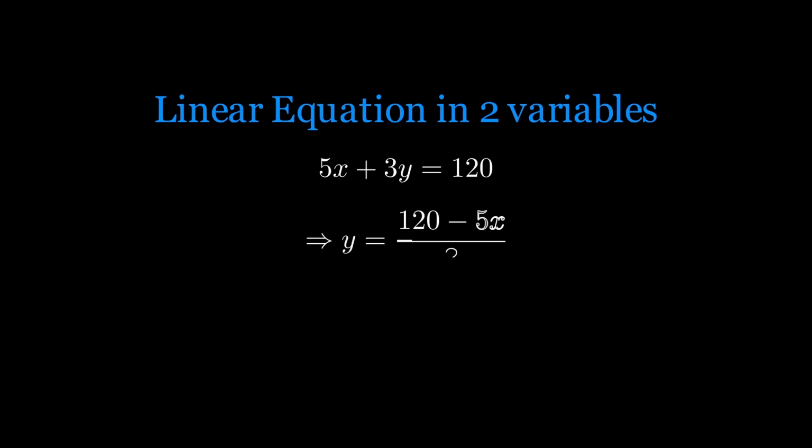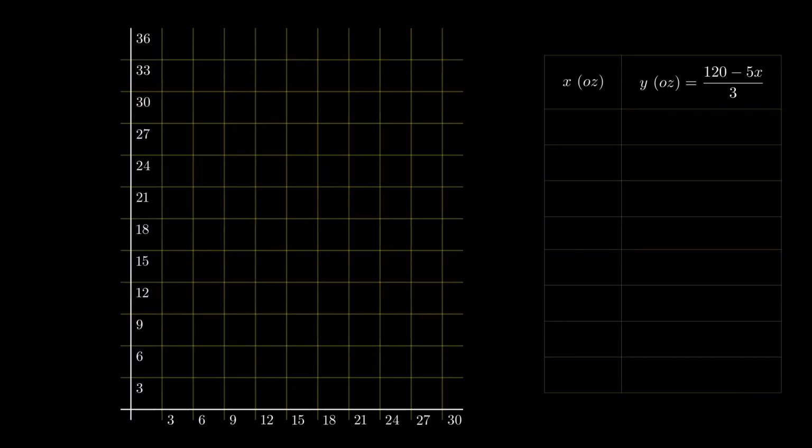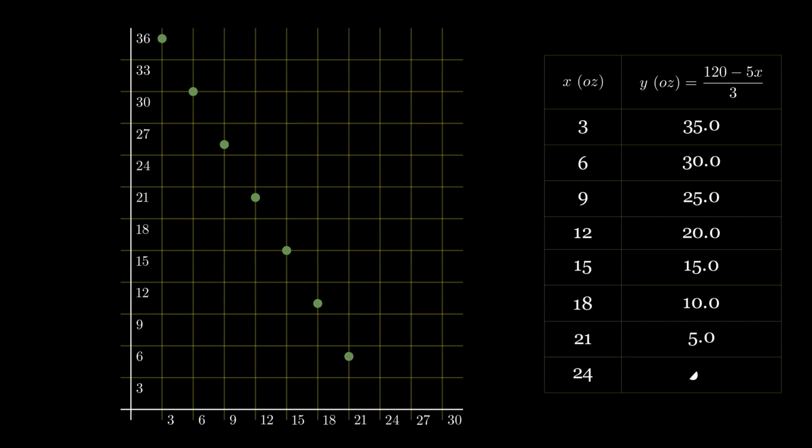We can also write the equation as y equals (120 minus 5x) divided by 3. Let's try to substitute values of x and get the values of y. Thus, we get this graph, which is a straight line. In coordinate geometry, the equation of a straight line is represented by such a linear equation.